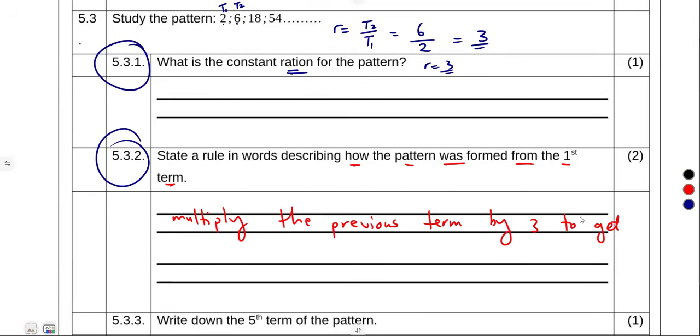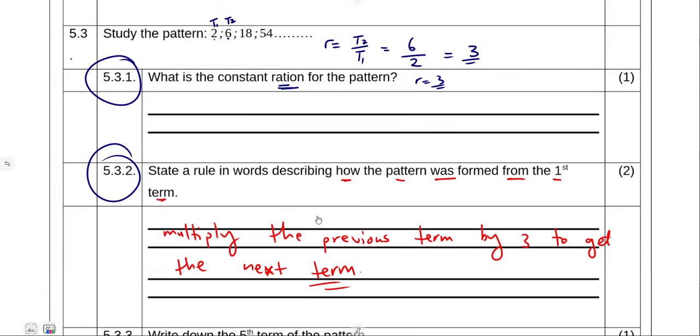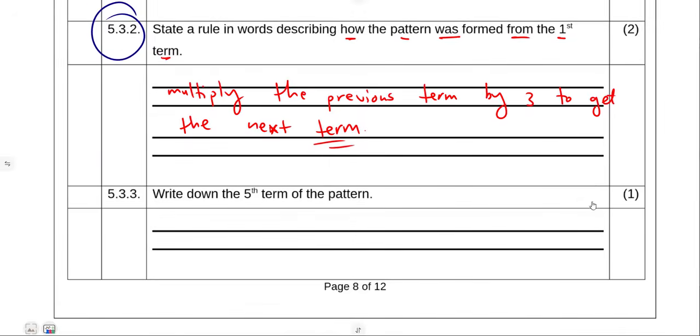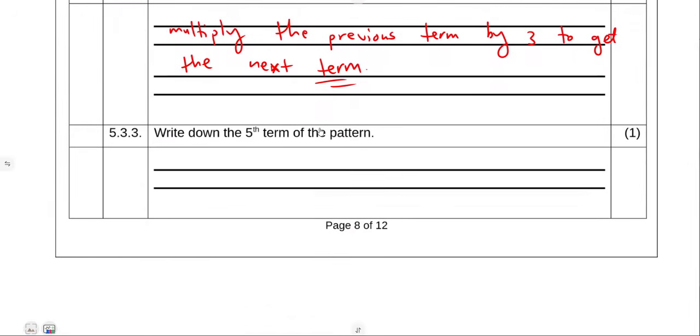If there is a ratio, it means you're multiplying the previous one to get the next one, right? So to get the next term. So that was the consideration. Where there is a constant difference, you must add the difference to obtain the next term. But for a ratio, multiply. 2 times 3, that's a 6. 6 times 3, 18. 18 times 3, 54. 54 times 3, like that, you obtain the next terms.